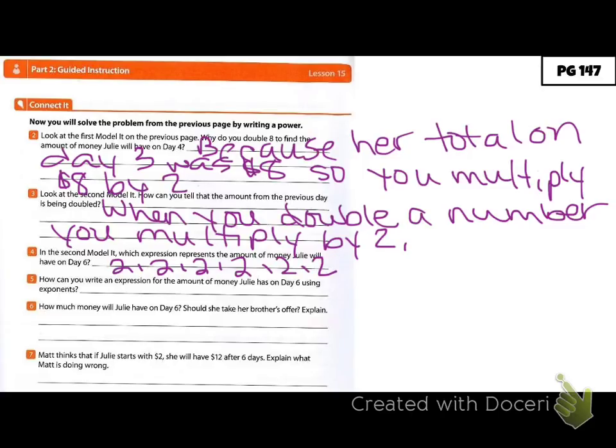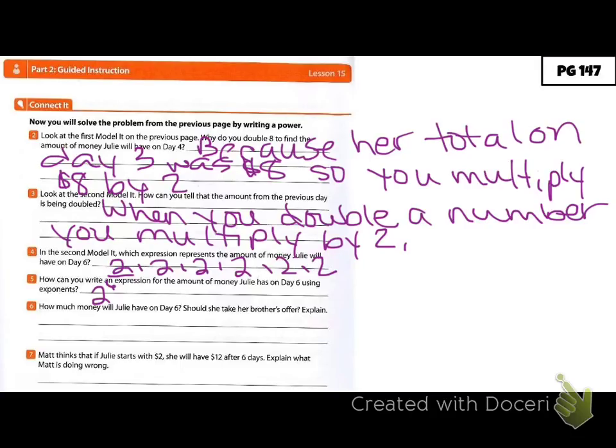Now, number 5, how can you write an expression for the amount of money Julie has on day 6 using exponents? Well, our big number is going to be the number being multiplied, which is 2. And we have 6 2s, so our exponent would be 6. So it would be 2 to the 6th power.